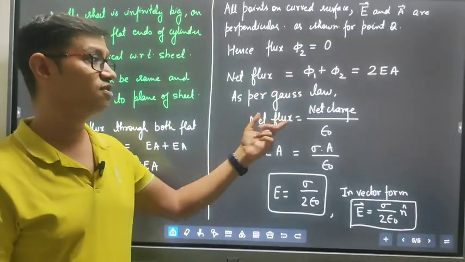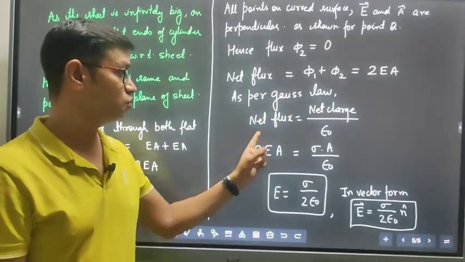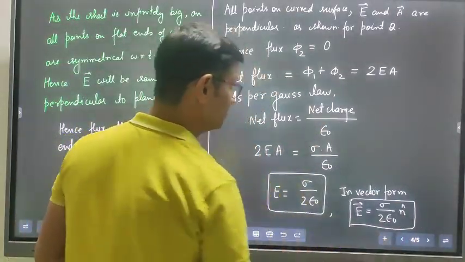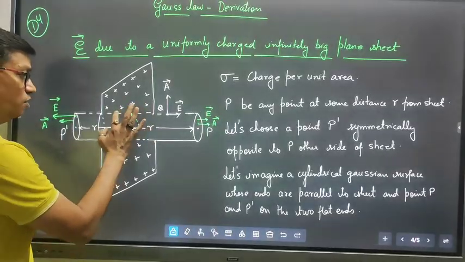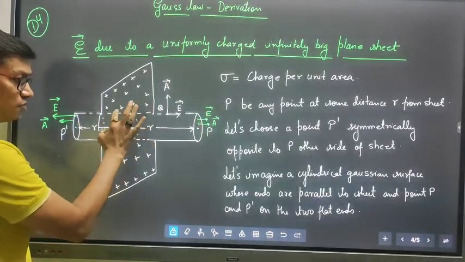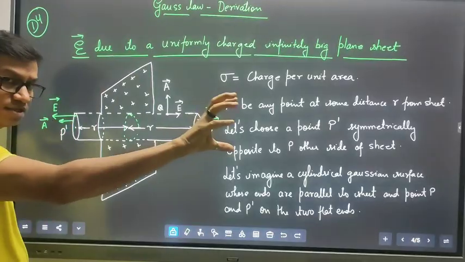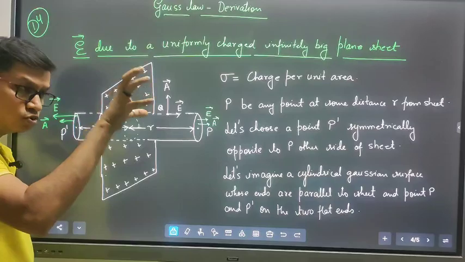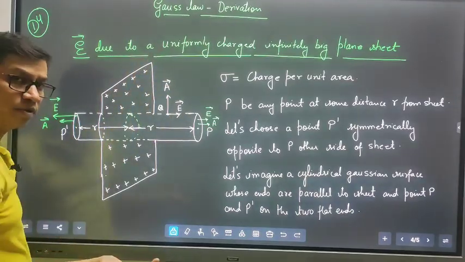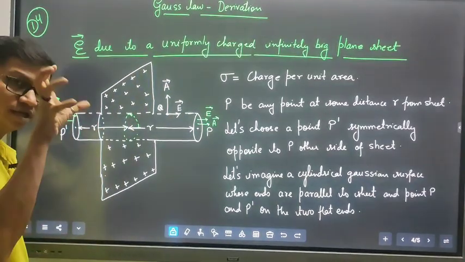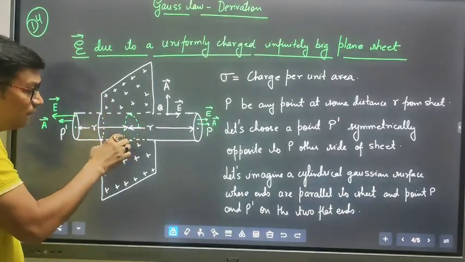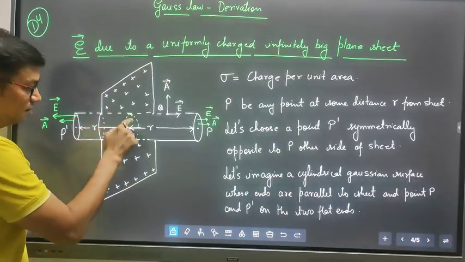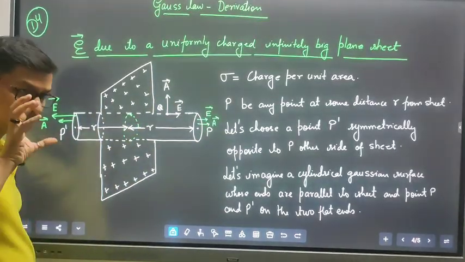As per Gauss law, net flux equals net charge upon epsilon naught. So 2 times EA net flux is equal to net charge. What is the net charge? Now let's come to see the net charge here. Only this much portion, this circular portion from which this Gaussian surface is penetrating through the sheet, right? So this circle, the charge inside it is the net charge, because all the other charge is outside the Gaussian surface. So inside this Gaussian surface, only sigma into A, because if this area is A, this area is A, this area is also A, same cylinder.